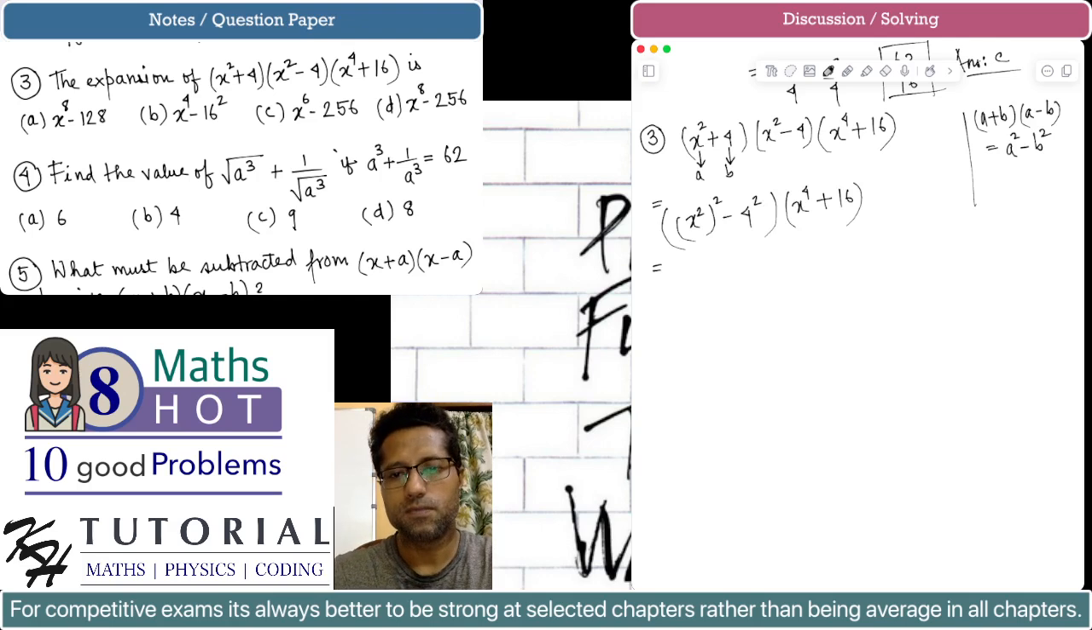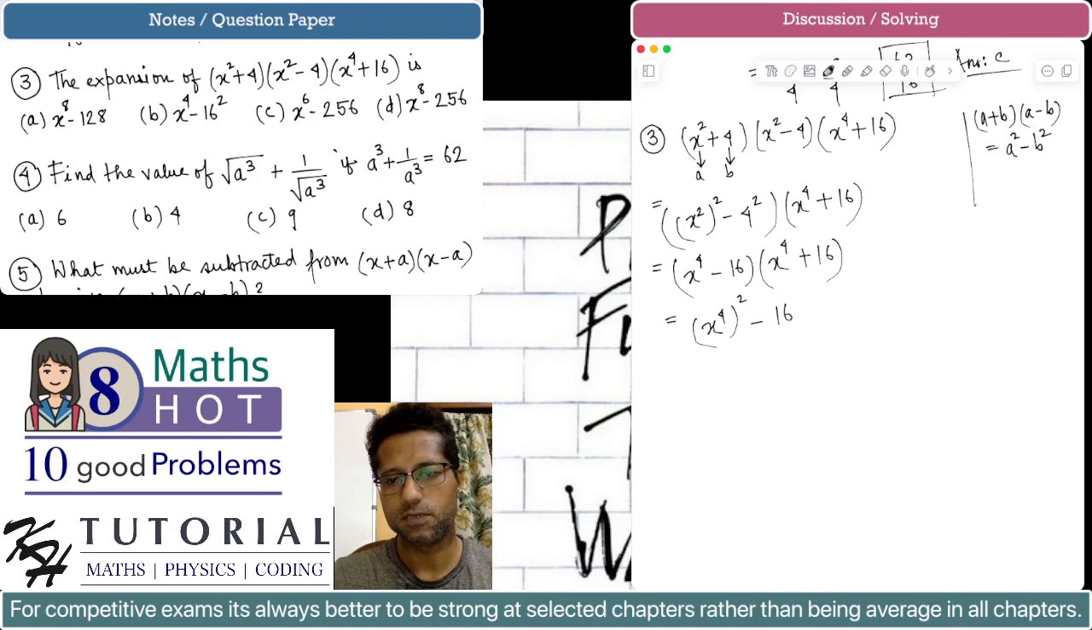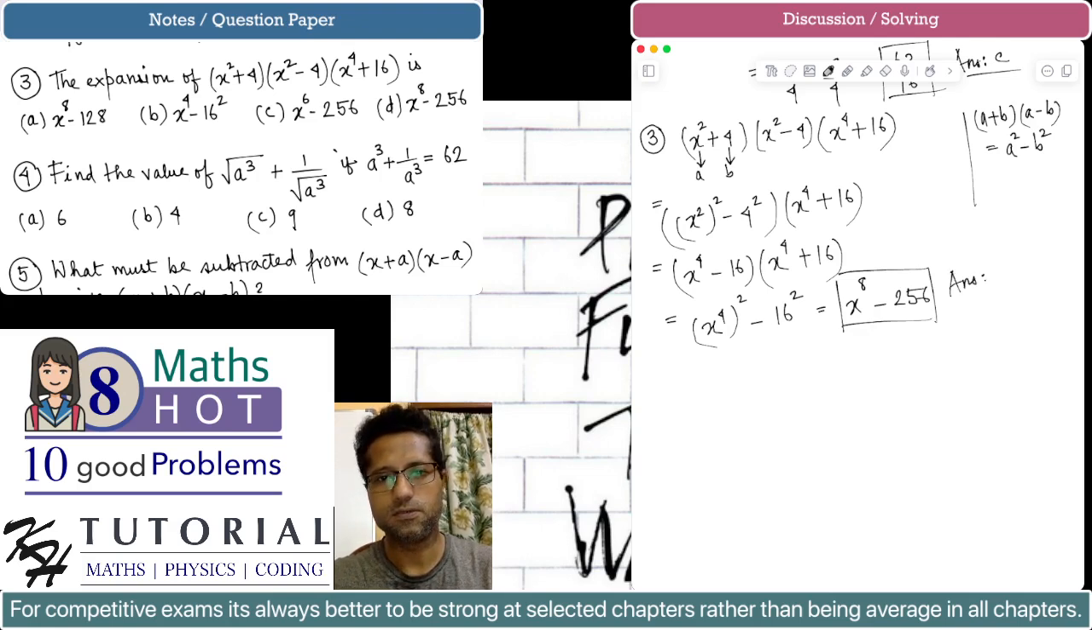Now this is equal to (x to the power 4 minus 16) multiplied by (x to the power 4 plus 16). Again we have got the form of (a minus b) into (a plus b). So this will be equal to (x to the power 4) whole square minus 16 square. So this is equal to x to the power 8, and 16 square is 256. So the correct choice is D. D is the correct choice.